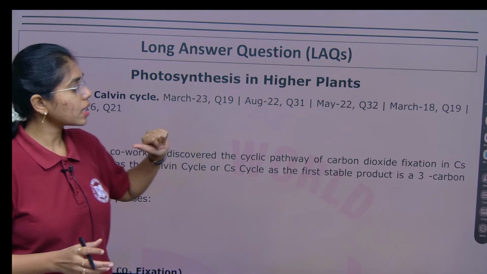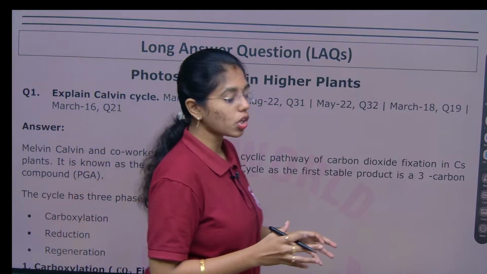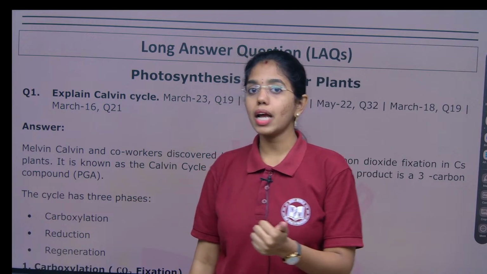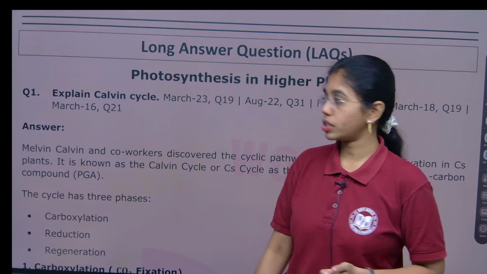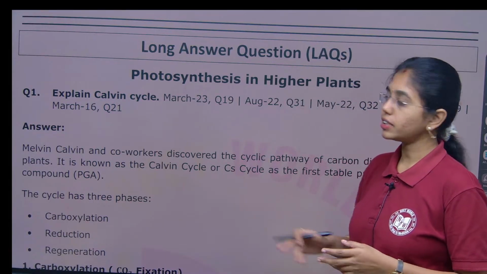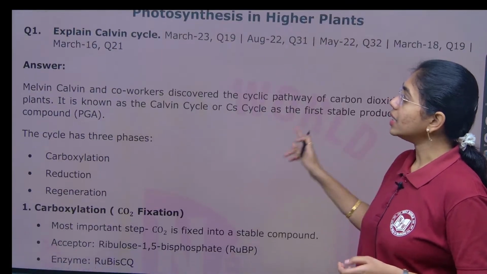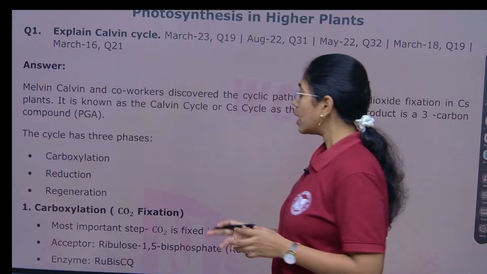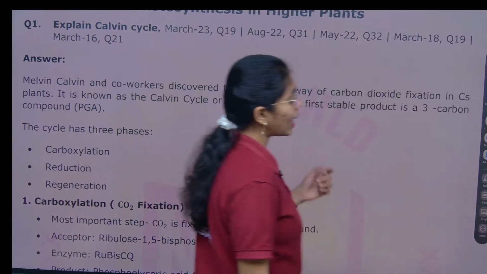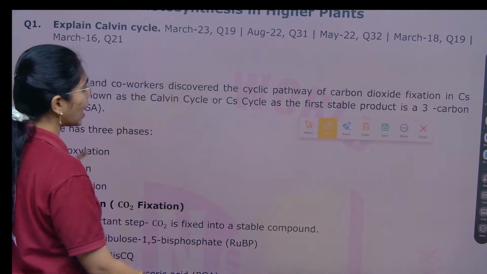So the long answer type of questions from plant physiology, the major chapters to be focused on are what? Photosynthesis in higher plants and respiration in plants. Frequently asked questions from photosynthesis in higher plants: if you see, the first question is, explain the Calvin cycle. Calvin cycle, which is also known as what, beta? C3 cycle. So the Calvin cycle in detail is asked in many years.